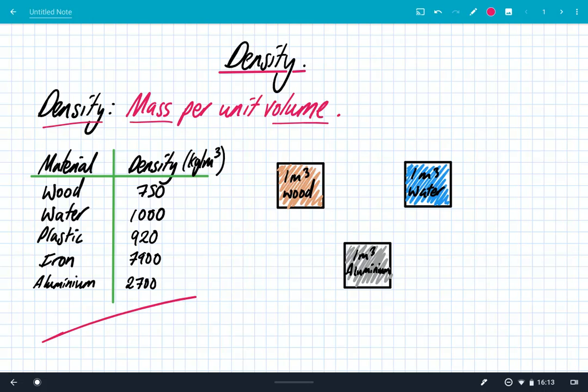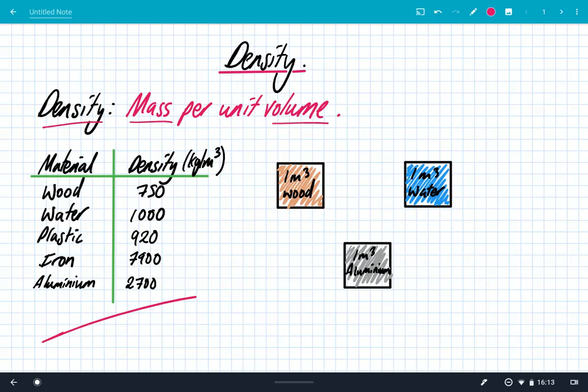We've got a table here of the different densities of materials. You can see that density varies greatly. Iron has got a really high density, 7,900 kilograms per meter cubed, and wood is not very dense, only 750 kilograms per meter cubed. So what does density mean in the real world?